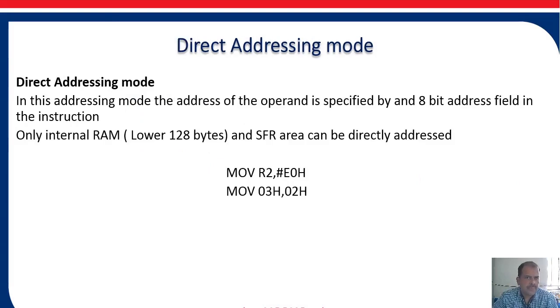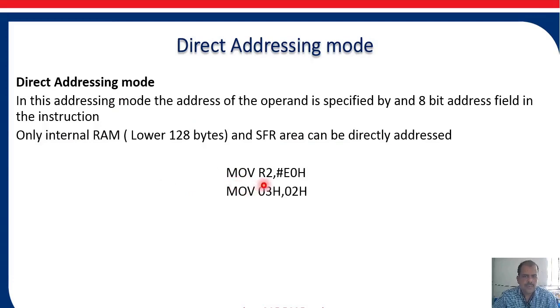Next is the direct addressing mode. In this addressing mode, the address of the operand is specified by an 8-bit address field in the instruction. It means that the address of the data is a part of instruction. Only internal RAM locations, lower 128 bytes, and SFR area can be directly addressed by this addressing mode.